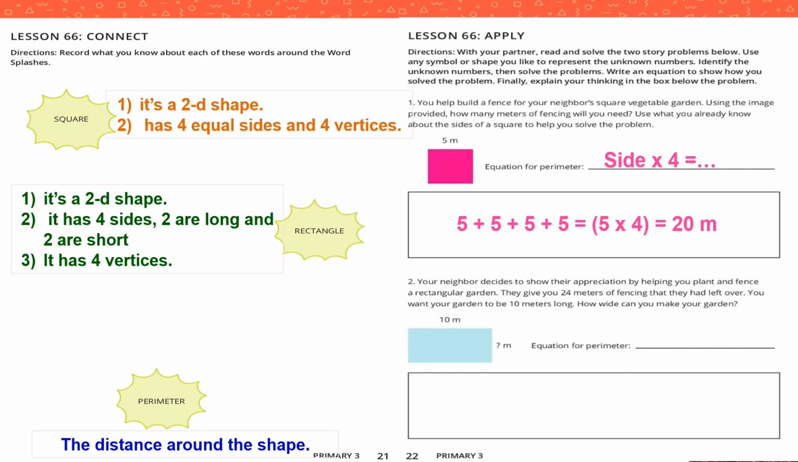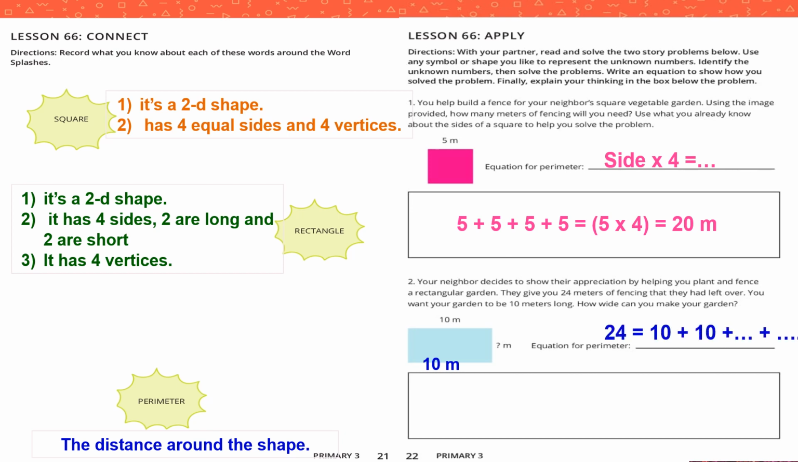Okay, I wanted to know the width. I know that the perimeter equals 24 and the length here is 10. The perimeter of a rectangle equals what? We said before, the perimeter of a rectangle equals length plus width times 2, or length plus width plus length plus width. So this side equals 10, and I don't know this.